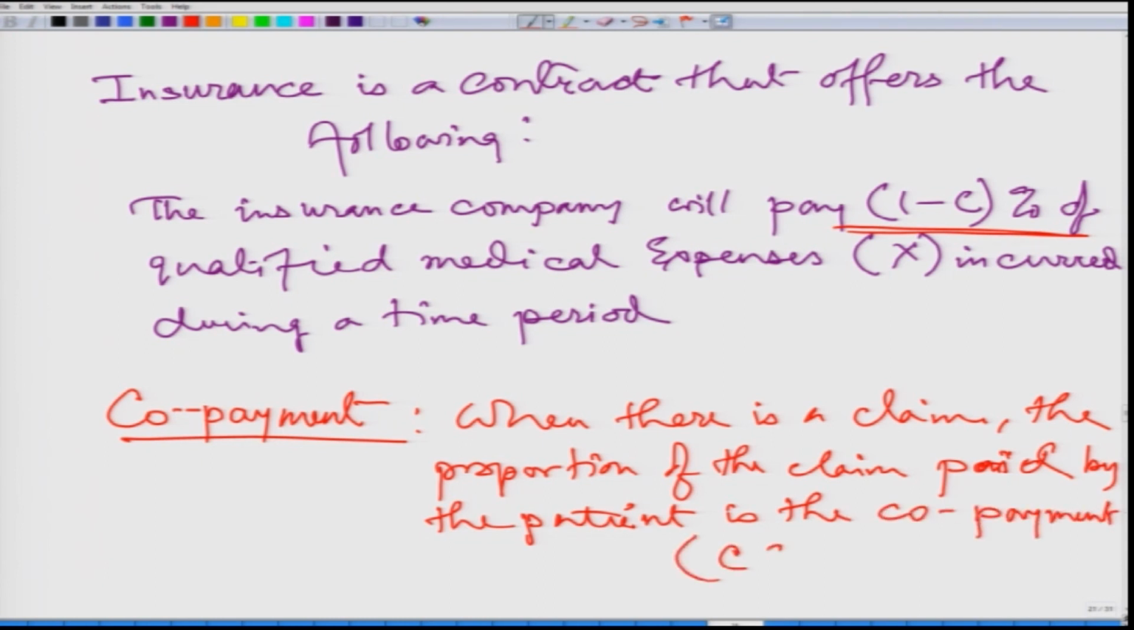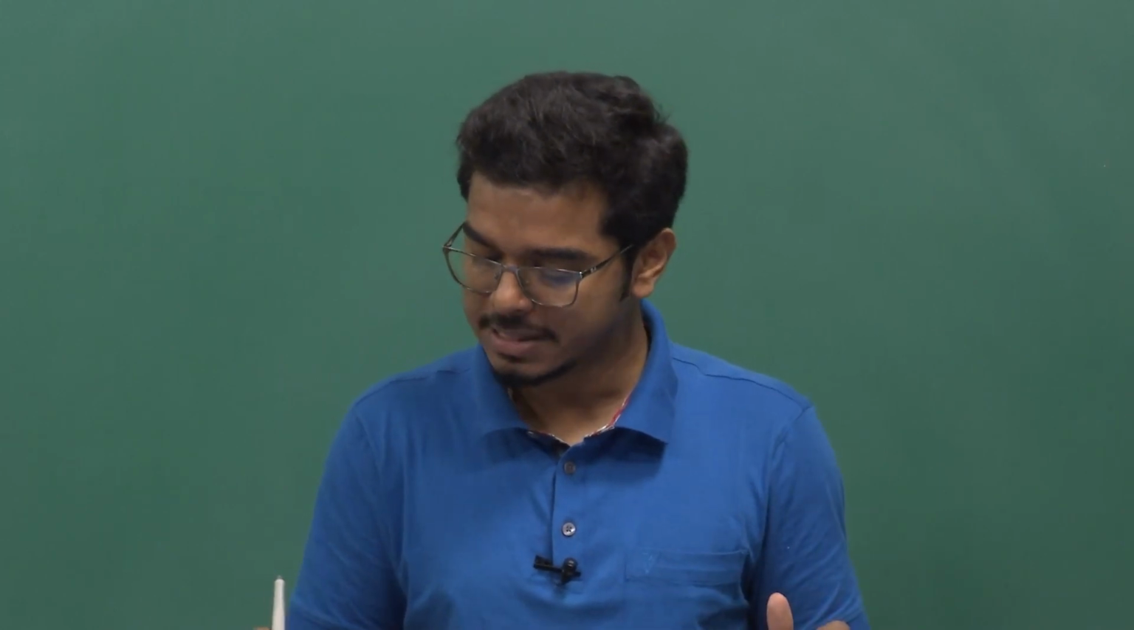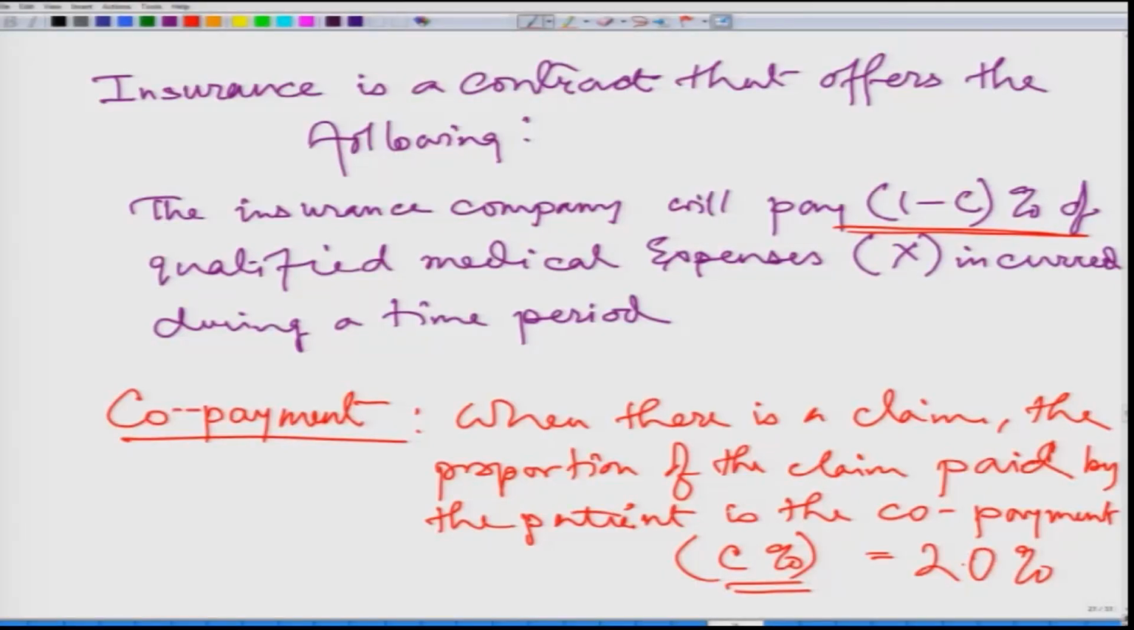That means this is the C percentage, right? This is the C percentage, and if 1 is 100, so if the patient is paying 20%, then this is 80%, which the insurance company is supposed to pay. Yes, so that means the insurance company is not going to pay the entire amount.